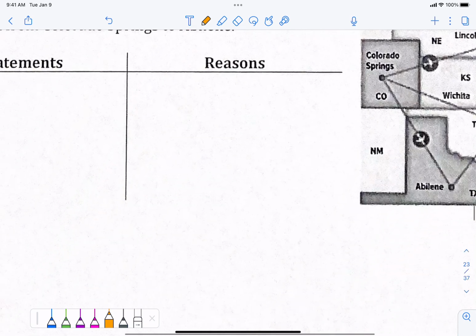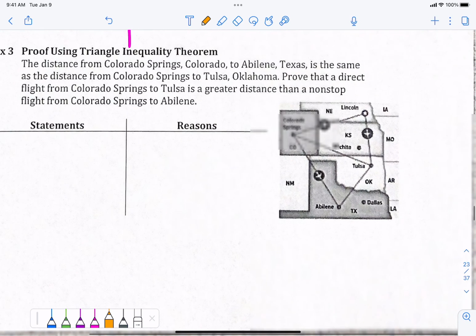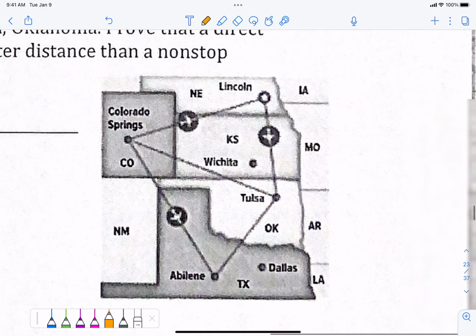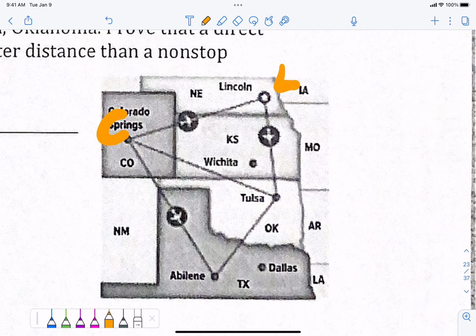All right, let's do some proof right here. Here we go. All right, I'm going to abbreviate some of this stuff. Let's say that this is C and this is L for Lincoln. They have Lincoln, Nebraska. We're on the map. Hey, we made it. Let's say this is T and this is A for Abilene, Texas. Abilene, Tulsa, Lincoln, and Colorado Springs. There you go. That's my stuff.